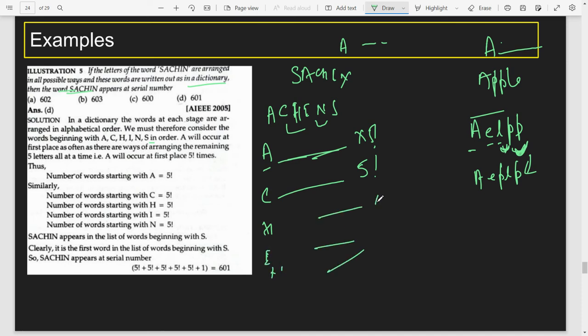And for each we have five factorial more words. Okay, so these are the total words before we pick to the Sachin. So now we have S. So what will be the first word from the S? It will be S, A, C, H, I, N.